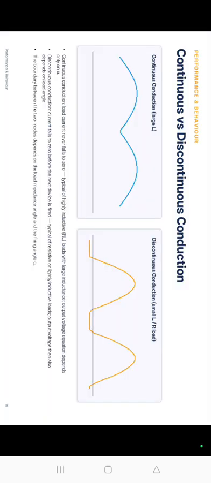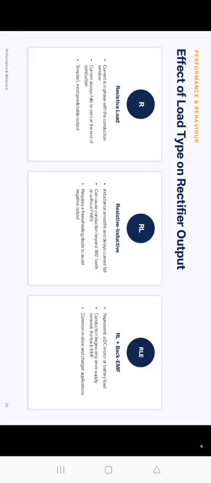Next one is continuous and discontinuous conduction mode. In continuous conduction mode, the load current never falls to 0. In discontinuous conduction mode, the current falls to 0 before the next device is triggered. Next one is the effect of load type on rectifier output. First one is resistive load. The current is in phase with the conduction window. Current always falls to 0 at the end of conduction. It is the simplest, most predictable output.